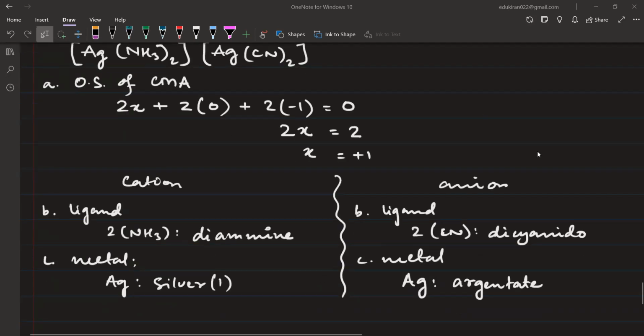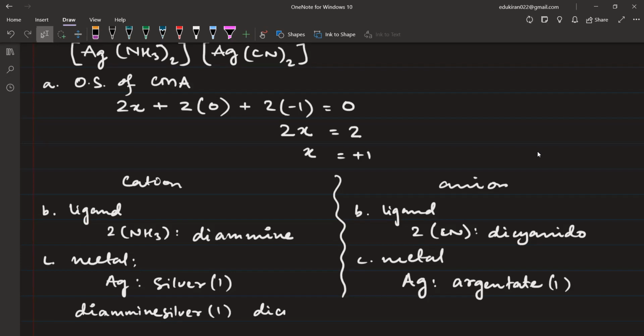Now what will be the name? So first of all, we name the cation. In cation, we name the ligand first. So it will be diamine silver 1. This is my cation. Then with my anion, we have cyanide argentate 1.